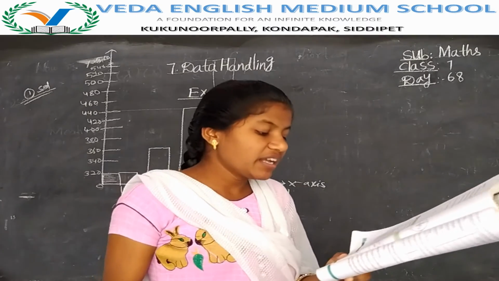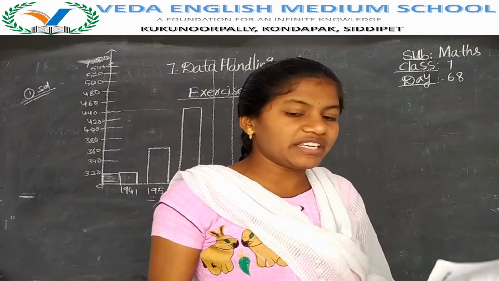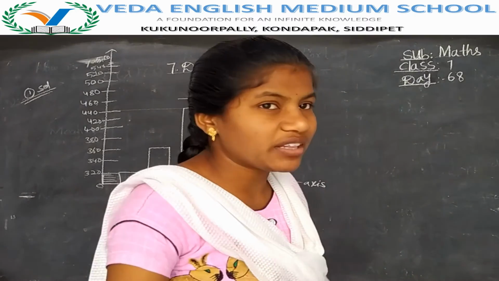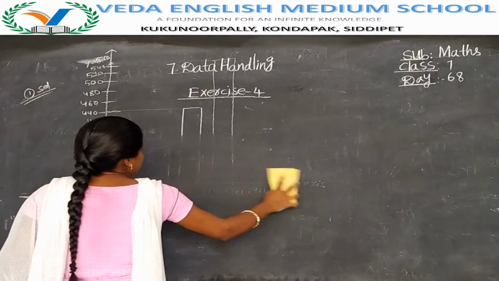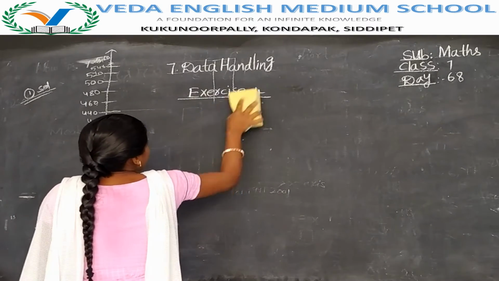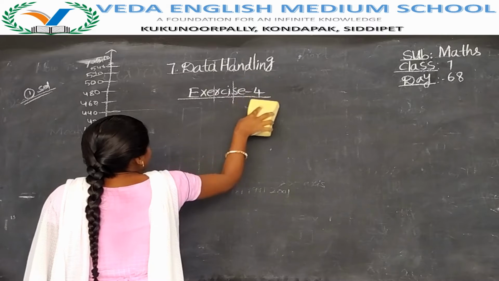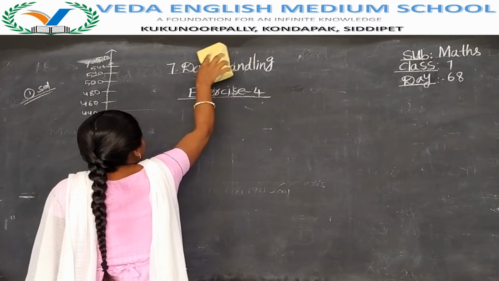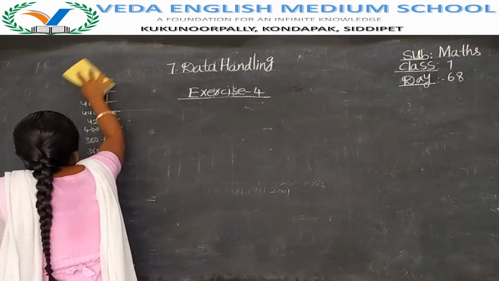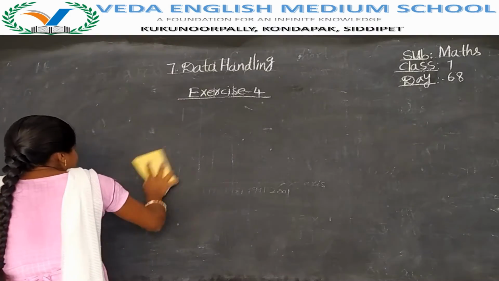Next, draw a pie chart for the following data. For this one we have to draw the pie chart. To draw the pie chart, first of all we have to draw it in the form of a circle. Why? Because pie chart means circle chart. So we have to draw it as a pie chart.